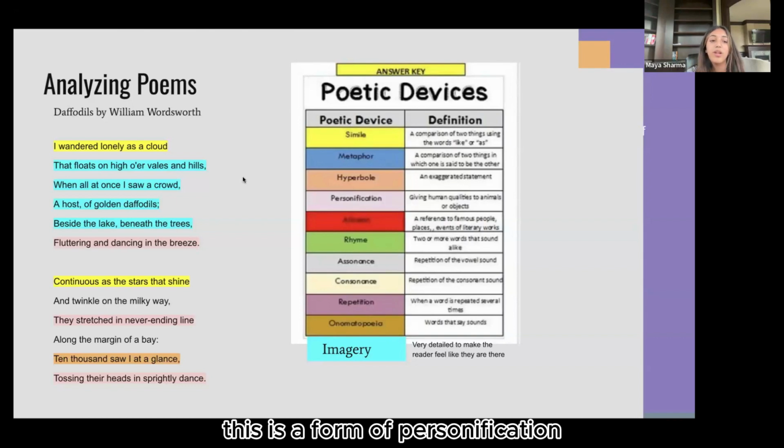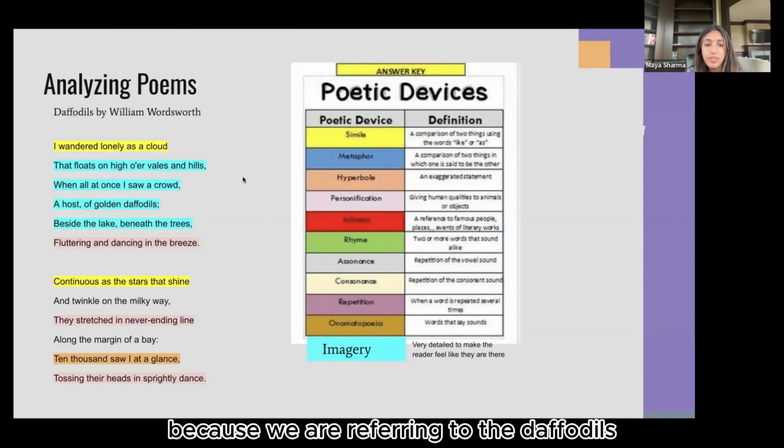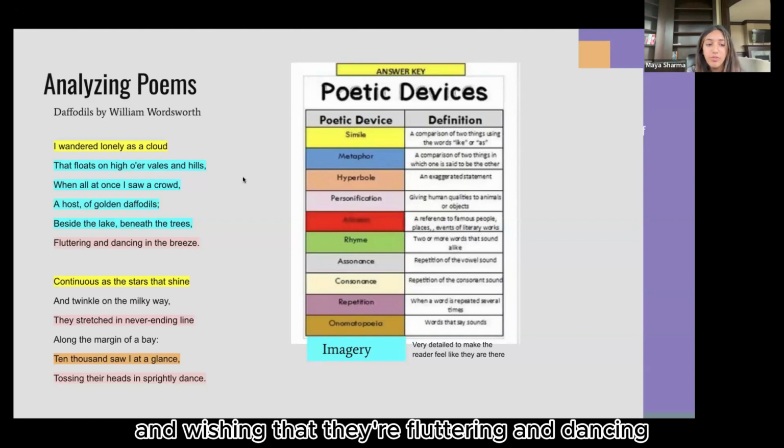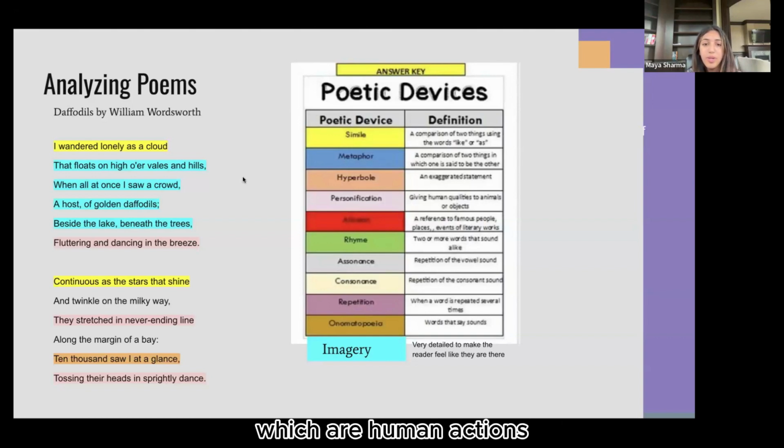Next up, we have fluttering and dancing in the breeze. This is a form of personification because we are referring to the daffodils and we're saying that they're fluttering and dancing, which are human actions.